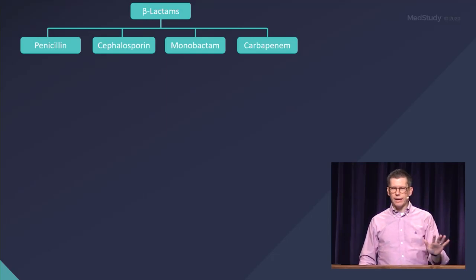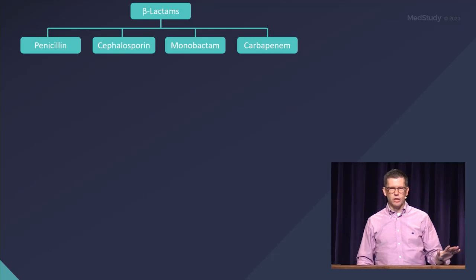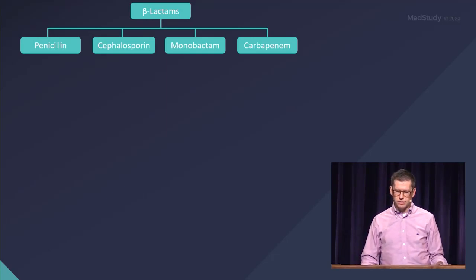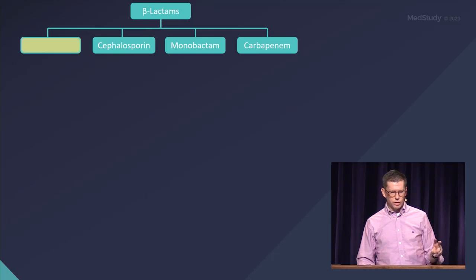So when we talk about beta-lactam, that's a really big family, right? So think about it like the Boudreaux family or the Jones family or something, and then each state has their own family. So beta-lactams have 4 groups, right? Penicillins, cephalosporins, monobactams, and carbapenems. So we're going to start with the OG, right?